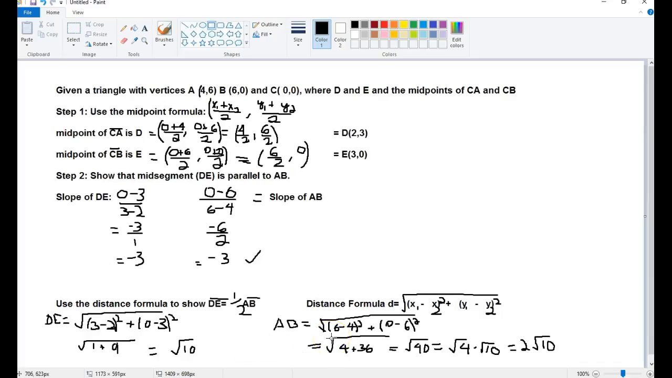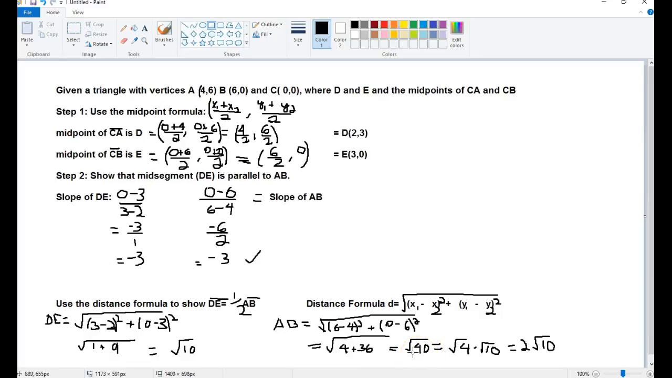Now for AB, we're doing 6 minus 4 squared plus 0 minus 6 squared. 6 minus 4 is 2, 2 squared is 4. 0 minus 6 is negative 6, and negative 6 squared is positive 36. So we have 4 plus 36, which turns into radical 40.